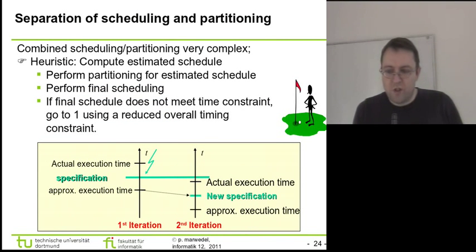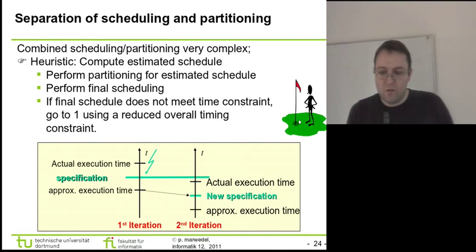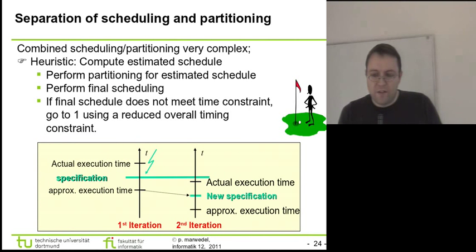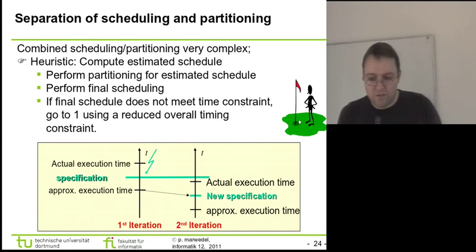Combining scheduling and partitioning is a very complex problem. So we can use a heuristic here. We compute the estimated schedule by performing the partitioning for that estimated scheduling, perform the final scheduling, and only if the final schedule does not meet the time constraints, we start off again at the first step using a reduced overall timing constraint.